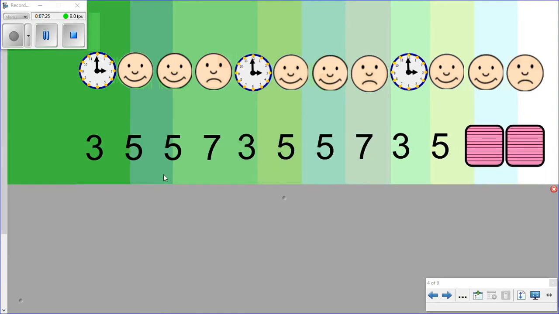I've got lots of numbers here. Let's look at this pattern with these numbers. I hope you know what they are. 3, 5, 5, 7, 3, 5, 5, 7, 3, 5. What do you think it is? 5. And how about now? What comes next?